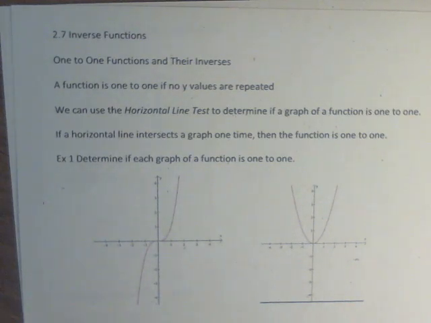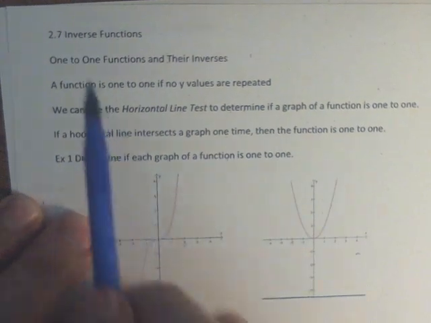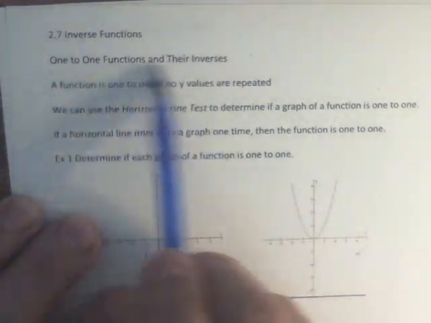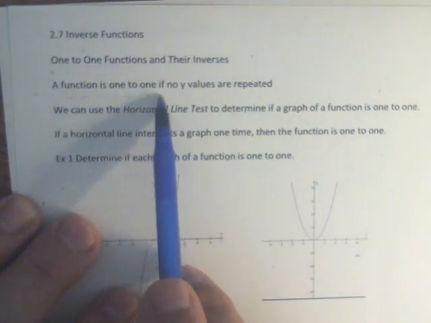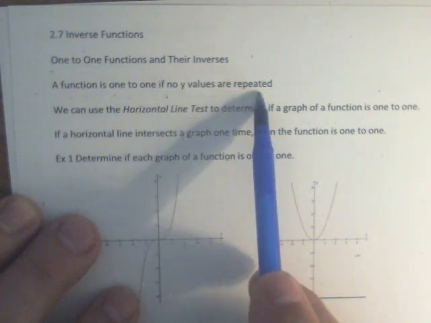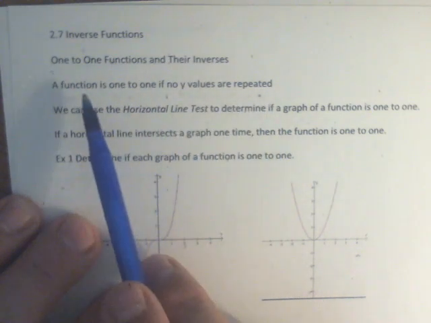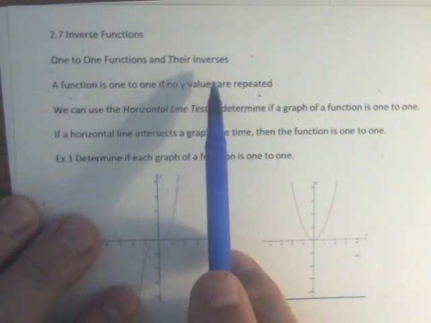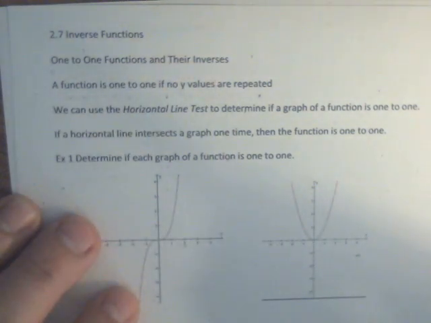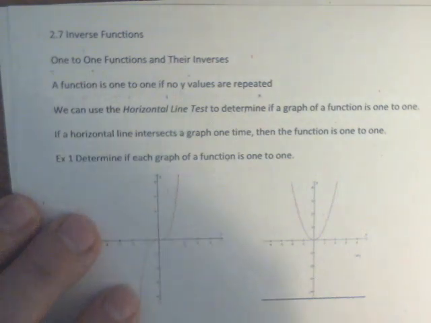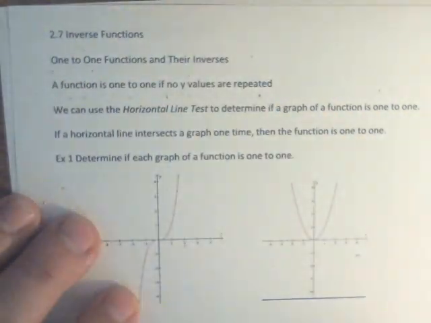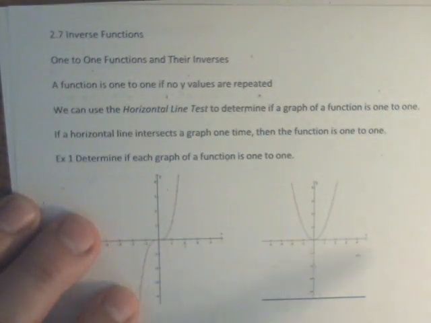So before we get into all that, let's just look at a term you'll see occasionally in this chapter: one-to-one functions and their inverses. A function is one-to-one if no y values are repeated. To be a function, you can't repeat x's. We can repeat y's to be a function, but to be a one-to-one function, that means there's the same number of x's as there are y's. Okay, so no repeating y's.